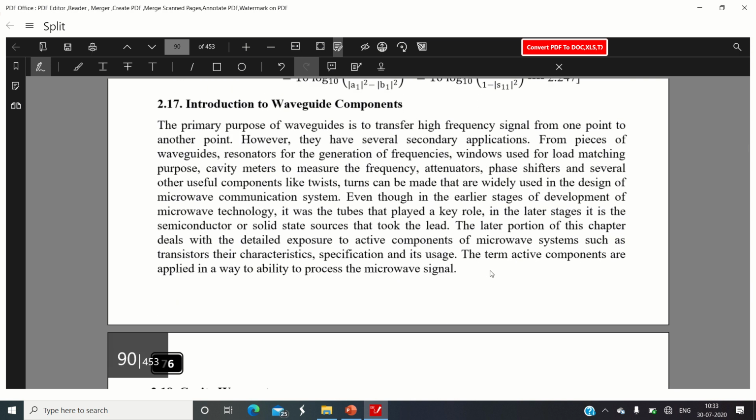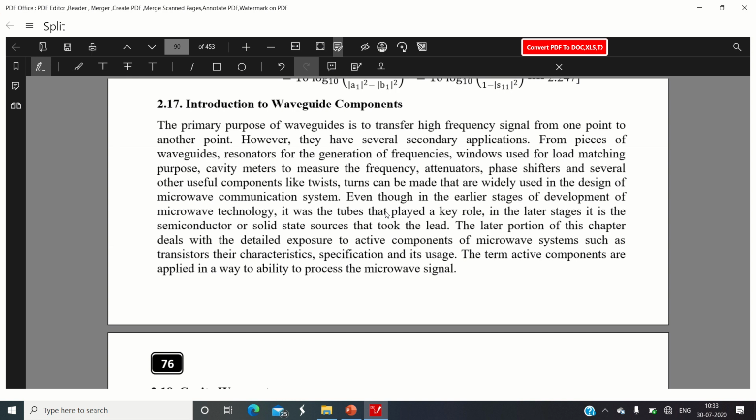Okay, so now we will start with studying the passive waveguide based junction devices. First of all, we are going to study the different types of waveguide based junction devices. Now for what purpose is the waveguide being used? The primary purpose of using the waveguide is to transfer high frequency signal from one point to another point.